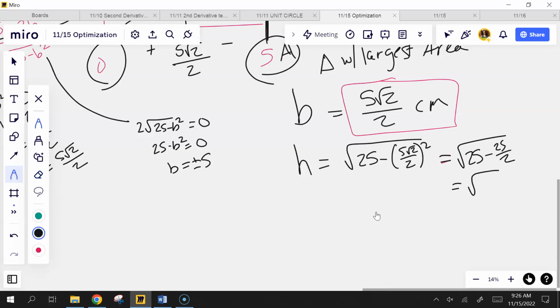Thank you, Preston. 25 over 2, which is the same thing. It's an isosceles triangle, y'all. It's an isosceles right triangle. 5 root 2 over 2 centimeters. Well, because you got 5 over, the square root goes to both. And then rationalize that denominator. Oh, that becomes 50 over 2. But then make sure you subtract the 25 over 2, because then I just dropped it off.